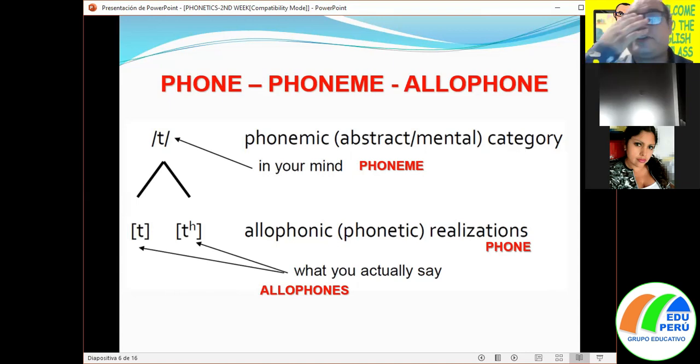So they serve us to distinguish, as he said in the previous slides. You use them to distinguish the meaning of words. That's why we say they are cognitive and contrastive units, because we are going to make a contrast. Ta, pa, they are different because we change the meaning of words, all right?